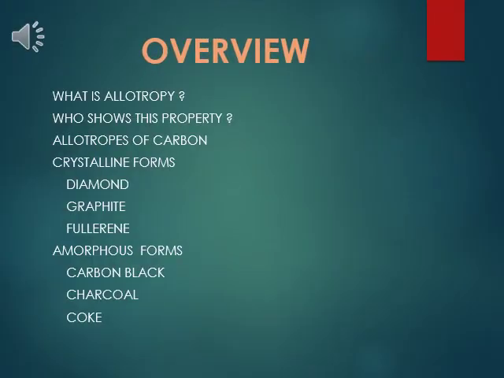I have divided my presentation into these topics. First we will learn what allotropy is. Then we will learn who shows this property. After that, allotropes of carbon, and then crystalline forms of those allotropes. In between, we will learn about diamond, graphite and fullerene. After that, we will learn about amorphous forms of carbon. There we have carbon black, charcoal, and last but not least, coke or coal.